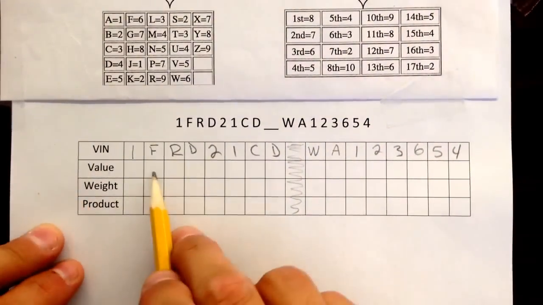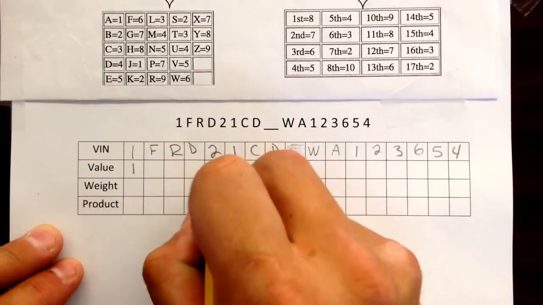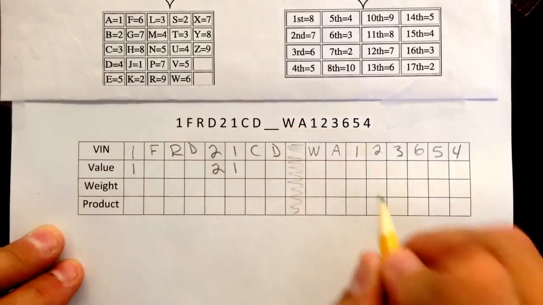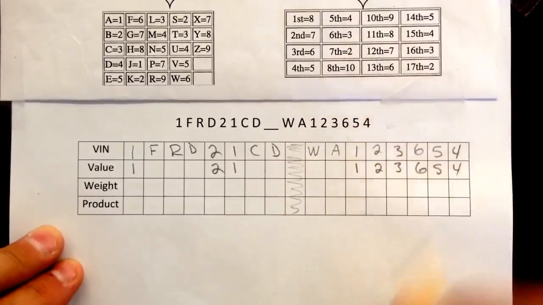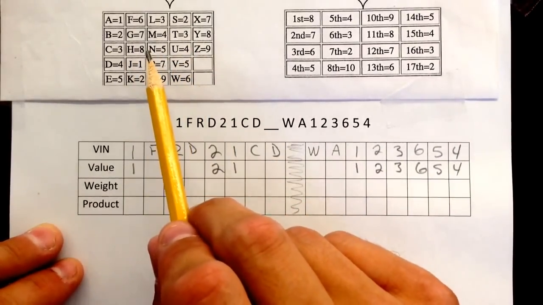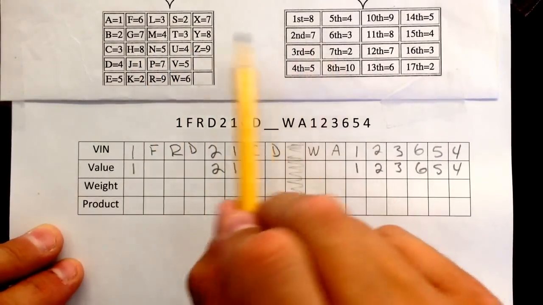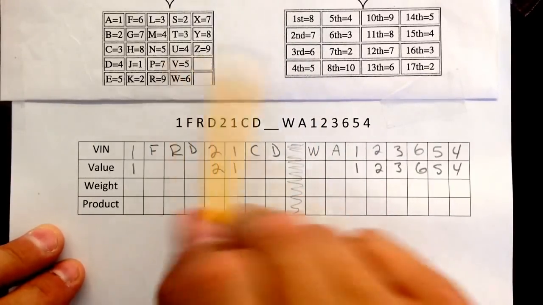Good. Now from there we're going to come to the values. The number values just stay the same. A 1 is a 1, a 2 is a 2, a 1 is a 1, and so on. This is a 1, a 2, a 3, a 6, a 5, and a 4. But the letters have values assigned to them based on these here. As a reminder, you will not need to memorize these charts. These two charts will be on the test for you to use. However, you have to know how to use them. So just keep that in mind.